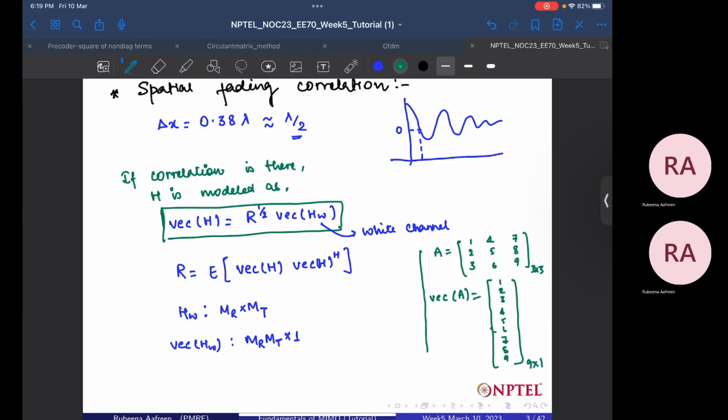So likewise, vec of matrix HW will be MRMT cross 1. So this is the HW channel, right. So now what will be the correlation matrix size? Size of R would be MRMT cross MRMT. Okay. So from the knowledge of the white channel and the knowledge of correlation coefficients, we can calculate the accurate channel, right? The channel with the correlation.